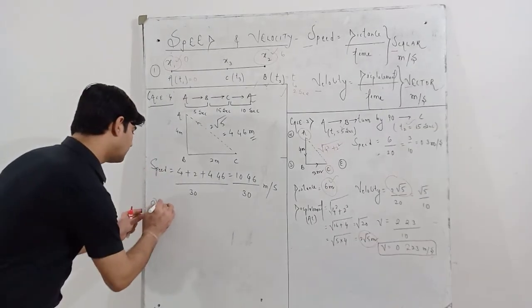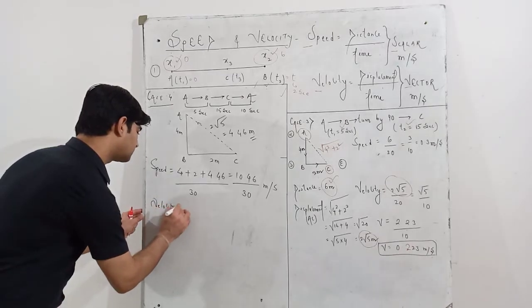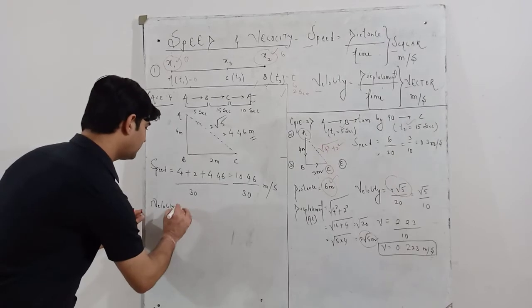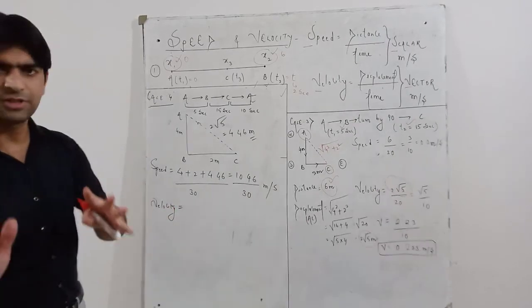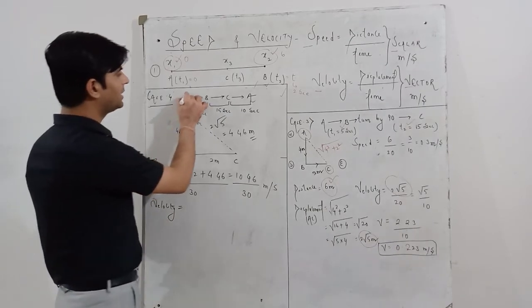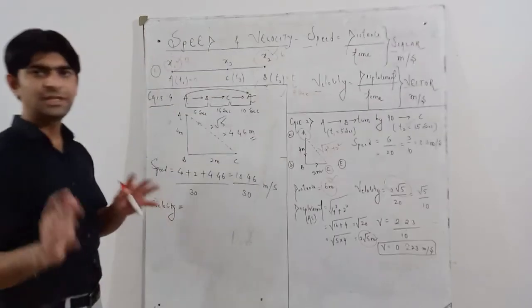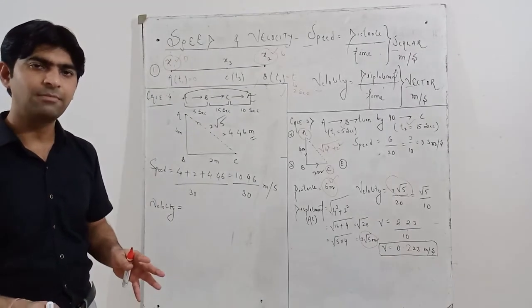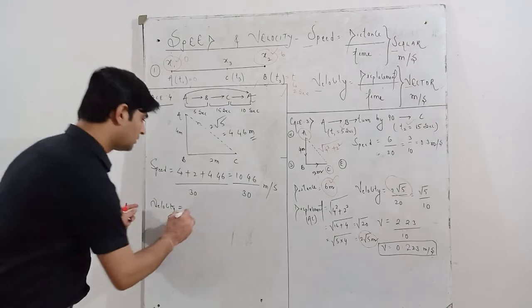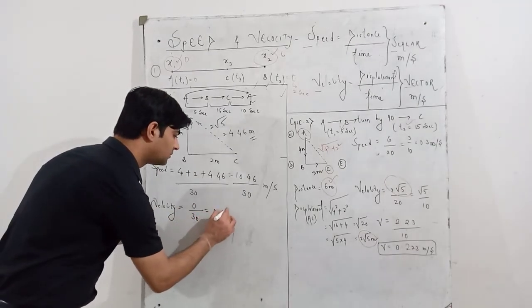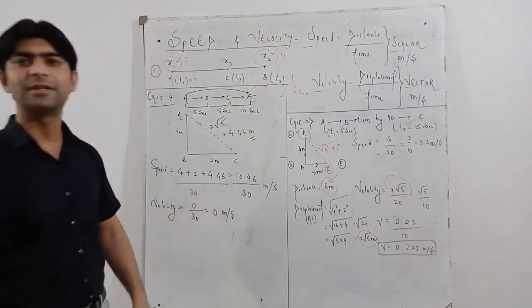So if we talk about velocity, what will be the velocity? Velocity is equal to displacement upon time. Now the body has reached point A again. That means initial and final points are same. If the initial and final points are same, displacement will be 0. So 0 upon 30 is equal to 0 meter per second.